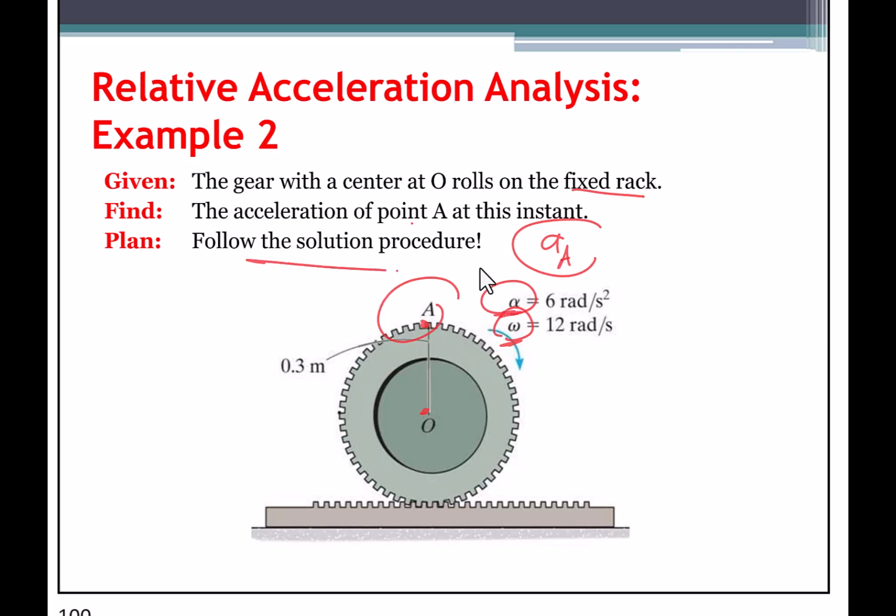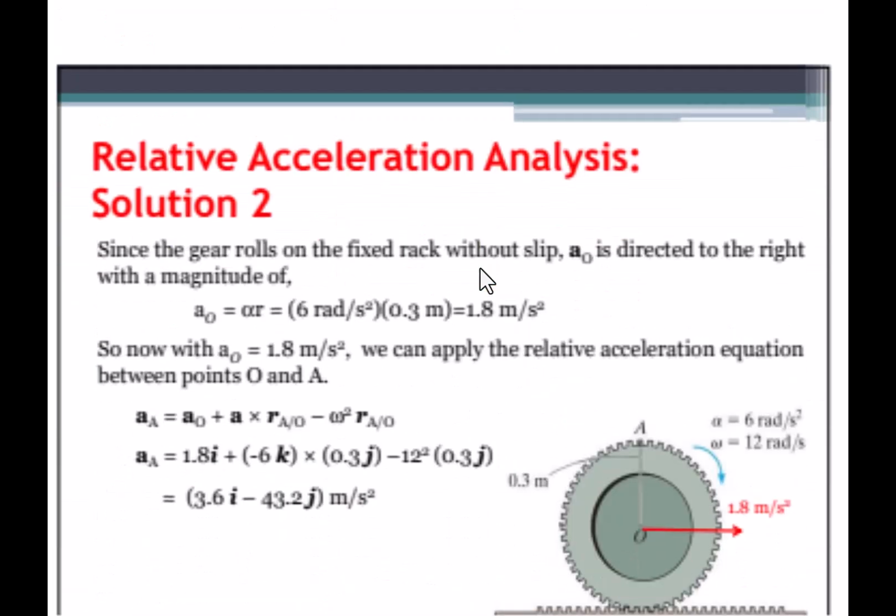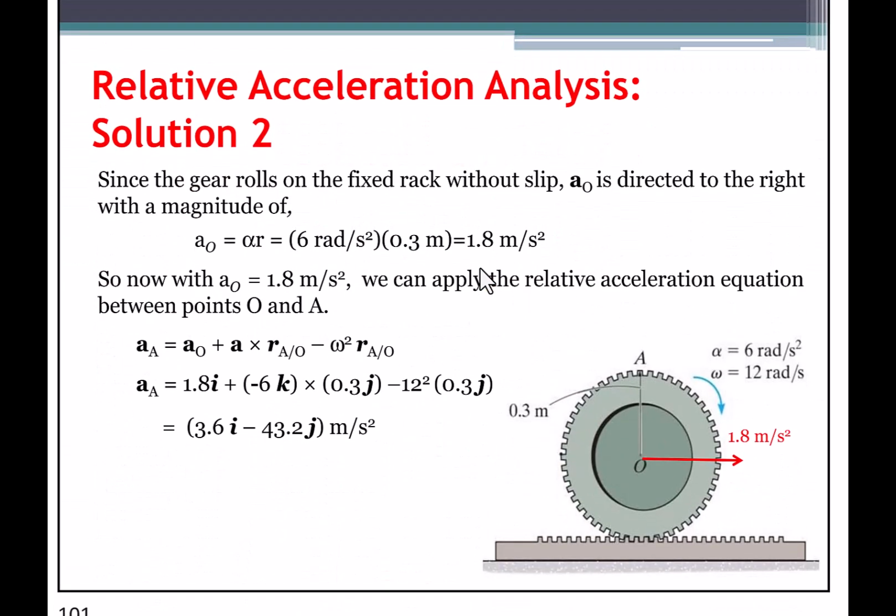So we want to follow what we know. We write the equations one by one. Since the gear rolls on a fixed rack without slipping, the acceleration of O is directed to the right and it has this magnitude. This is alpha times R. So this is 1.8 meters per second squared, because this is given as 6 and this is 0.3. So this is 1.8. Okay, so this is out of the way.